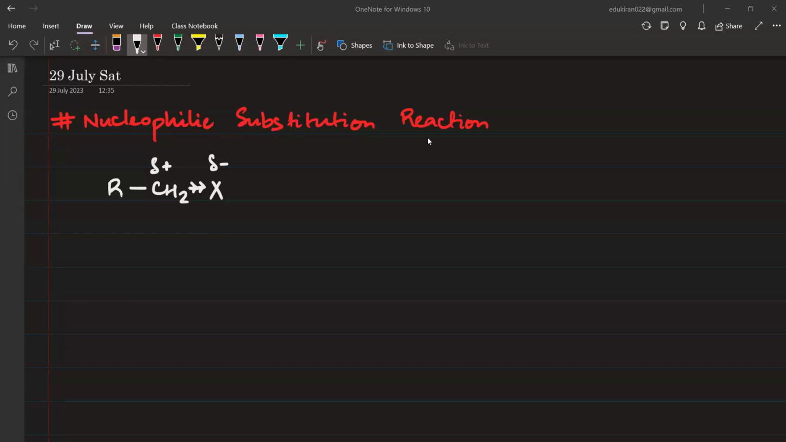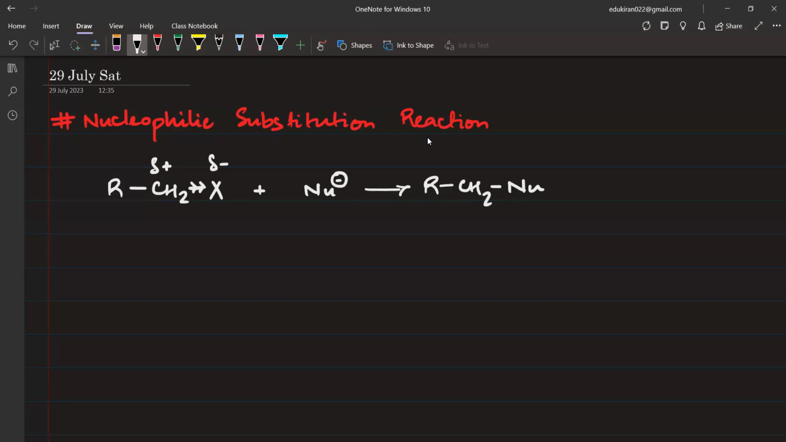it is going to get attacked by a nucleophile. The nucleophile is negatively charged, and this carbon is delta positive. Now what can happen is the nucleophile replaces this halogen atom. So you'll have R, CH2 bonded to the nucleophile. So basically, this reaction happens in nucleophilic substitution reaction.